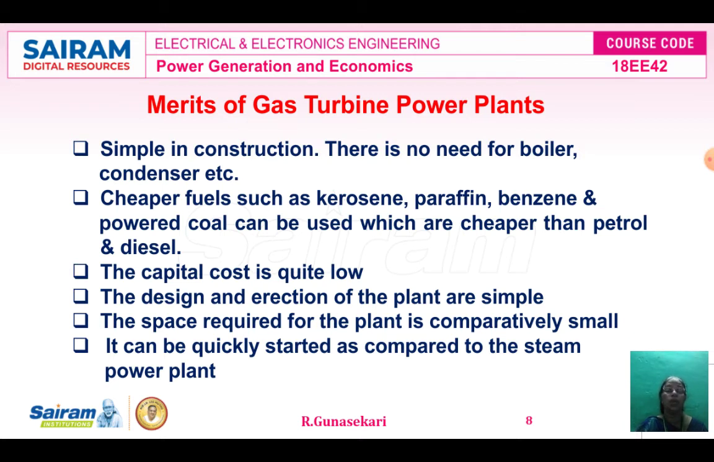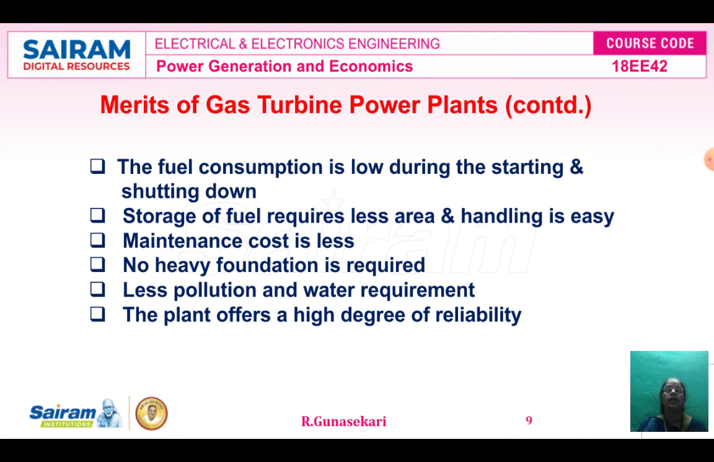The space required for the gas power plant is comparatively small compared to other types of power plants. It can be quickly started as compared to steam power plant. In continuation of the merits of gas turbine power plant, the fuel consumption is low during starting and shutting down the power plant. The storage of fuel requires less area and handling is very easy.